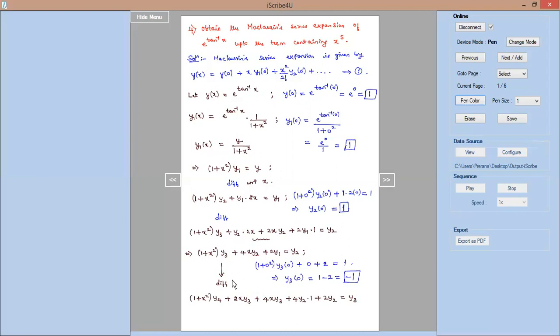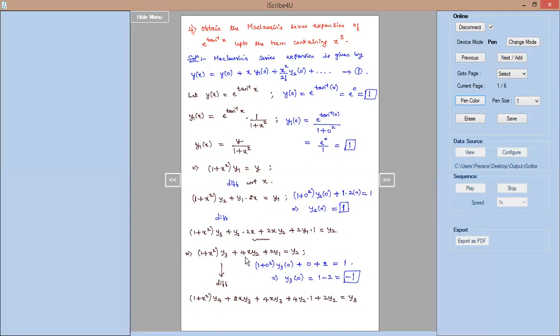I'll explain the differentiation to you once again. Product rule for (1 plus x²) into y3. So first I will write down 1 plus x² as it is. Differentiation of y3 is y4, plus y3 as it is. Differentiation of 1 plus x² is 2x.